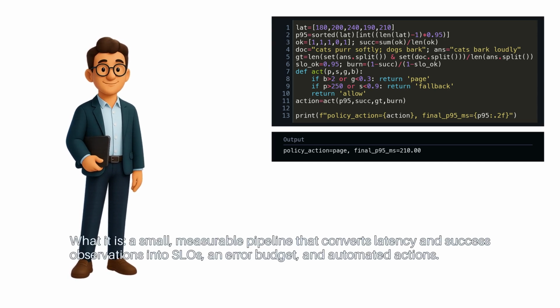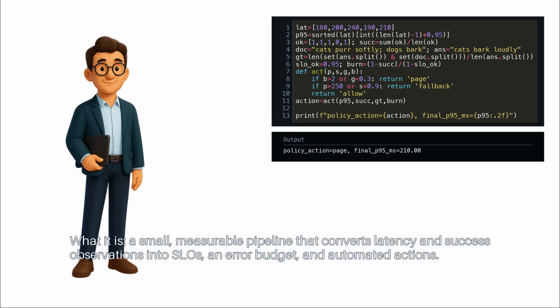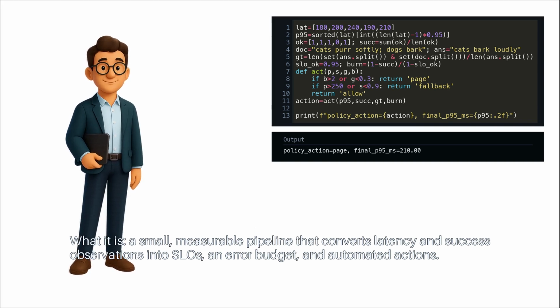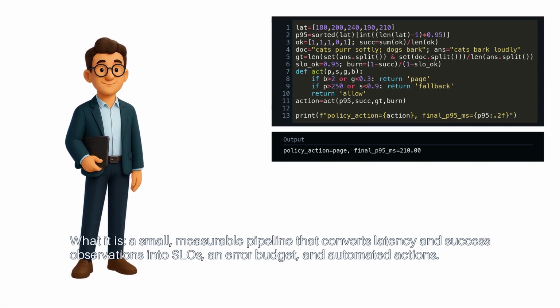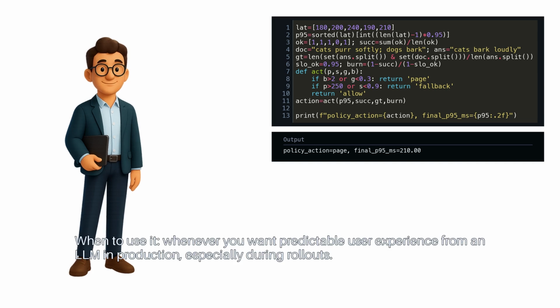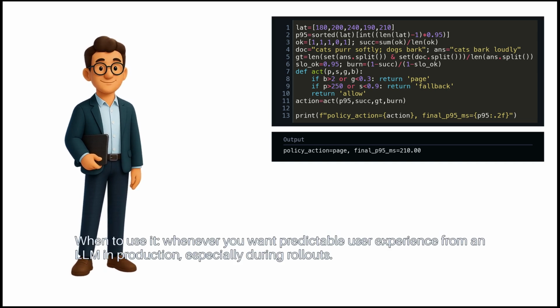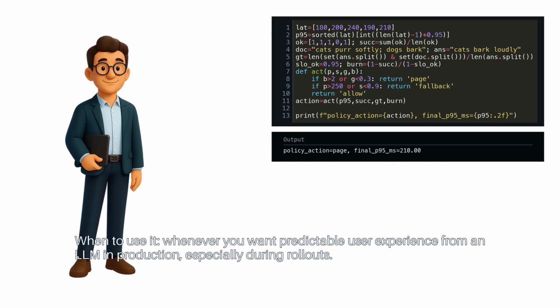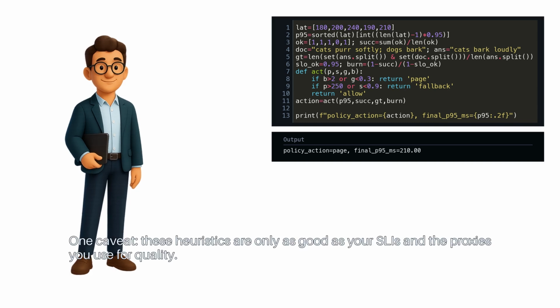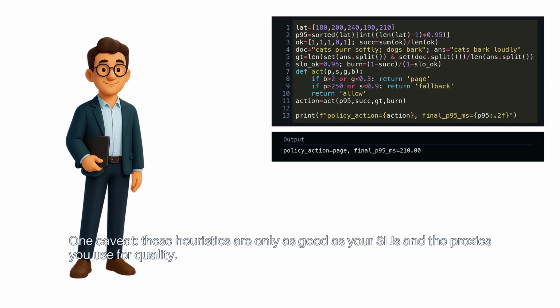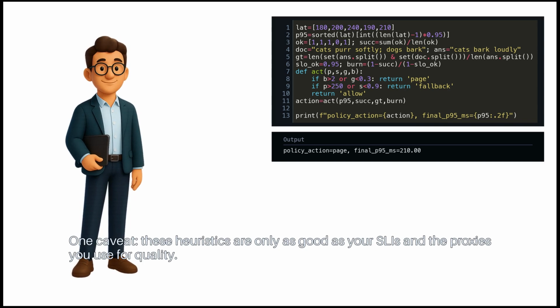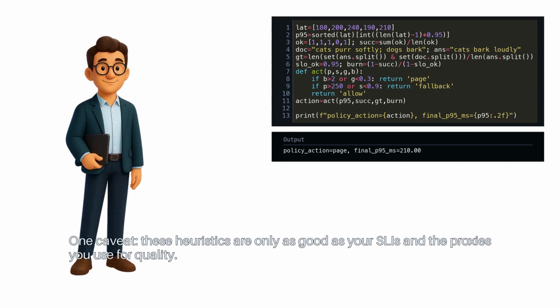Recap. What it is: a small, measurable pipeline that converts latency and success observations into SLOs, an error budget, and automated actions. When to use it: whenever you want predictable user experience from an LLM in production, especially during rollouts. One caveat: these heuristics are only as good as your SLIs and the proxies you use for quality.